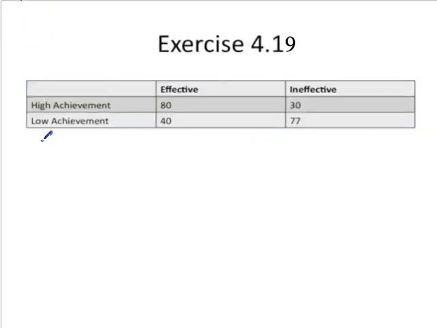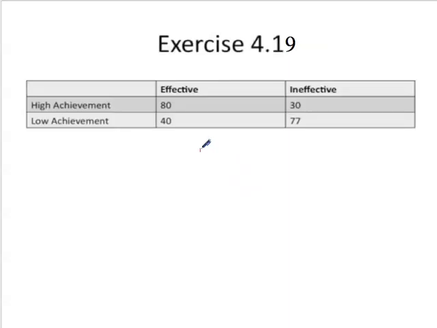Okay, let's go take a look at exercise 4.19. In 4.19, there are two possible tables that you can construct here, but I'm just going to go ahead and roll with the third paragraph in that problem and just look at the effective versus ineffective teachers in the high achievement and low achievement students, okay? And they didn't really tell us a particular graph to generate, but they said go ahead and generate an appropriate graph, okay?